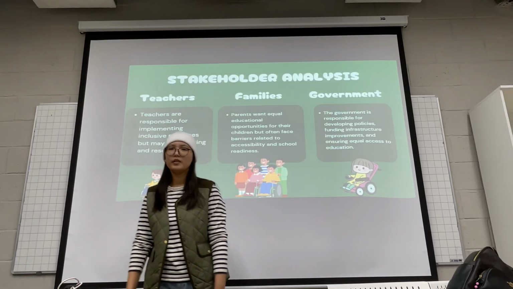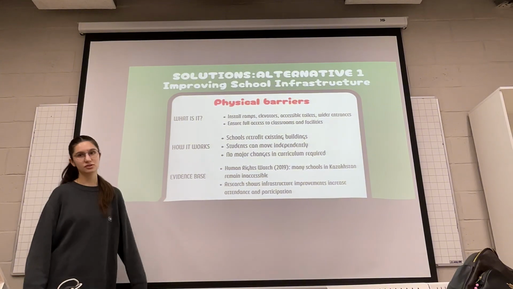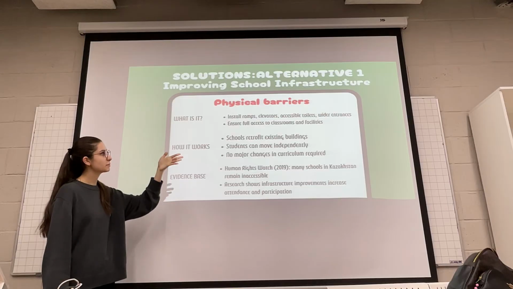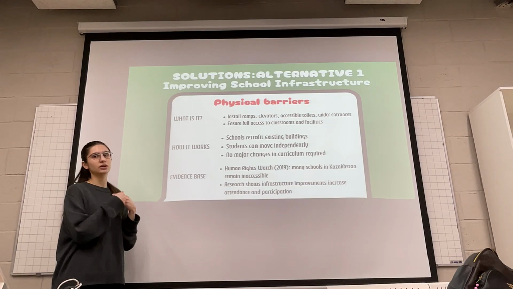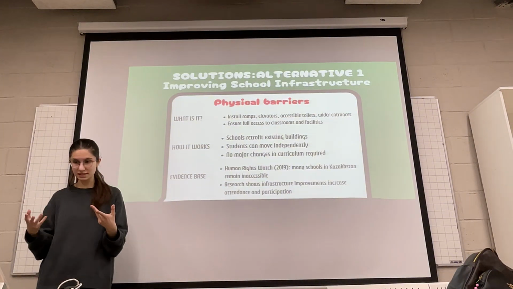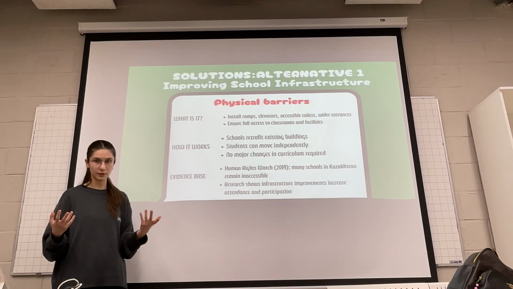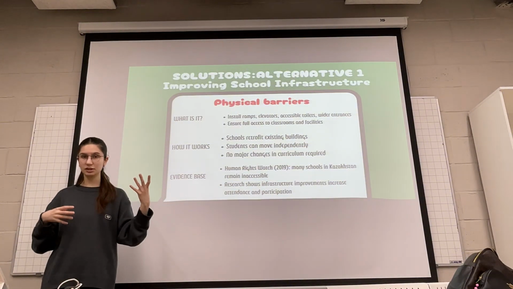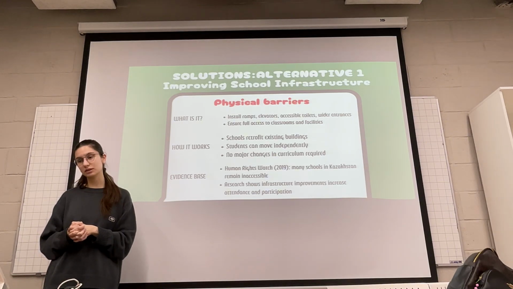So solution and first alternative is about physical barriers. I mentioned before that we have a problem about ramps, elevators, and accessible toilets. If you put those in, students can freely go to their classes, and they can move around the schools by themselves, independently and more freely. Research also shows that with these improvements, attendance rate increases, so students also will attend and participate in lessons more.